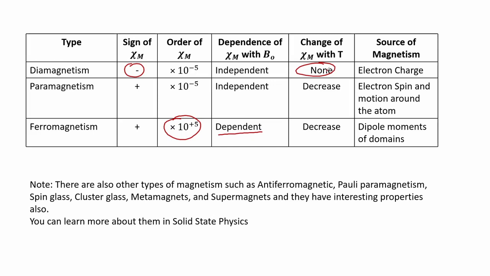Here we have the different sources of magnetism for the three types of magnetism. Diamagnets are due to electron charge when it is magnetized. Paramagnets already have magnetism but it is just randomly oriented. Ferromagnets are due to domain-oriented dipole moments. Note, there are also other types of magnetism such as antiferromagnetism, polyparamagnetism, spin glass, cluster glass, metamagnets, and supermagnets, and they have interesting properties also. You can learn more about them in solid-state physics.